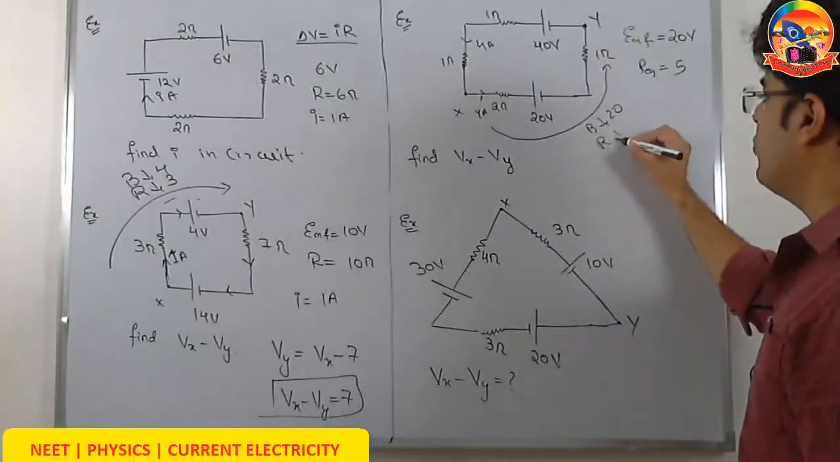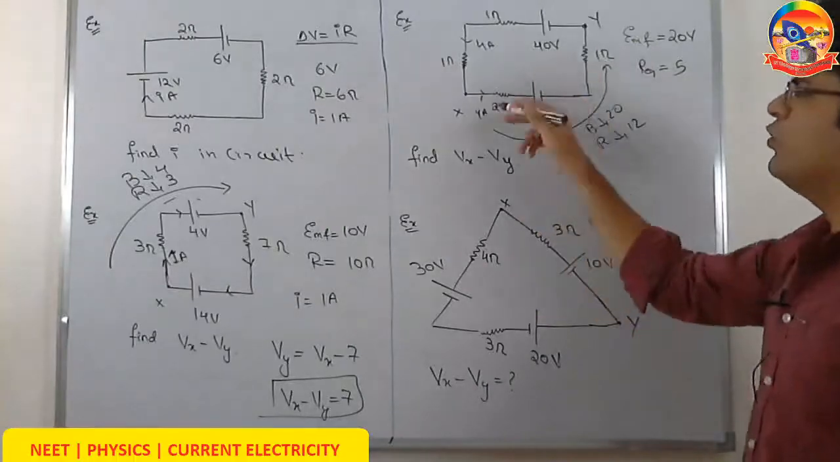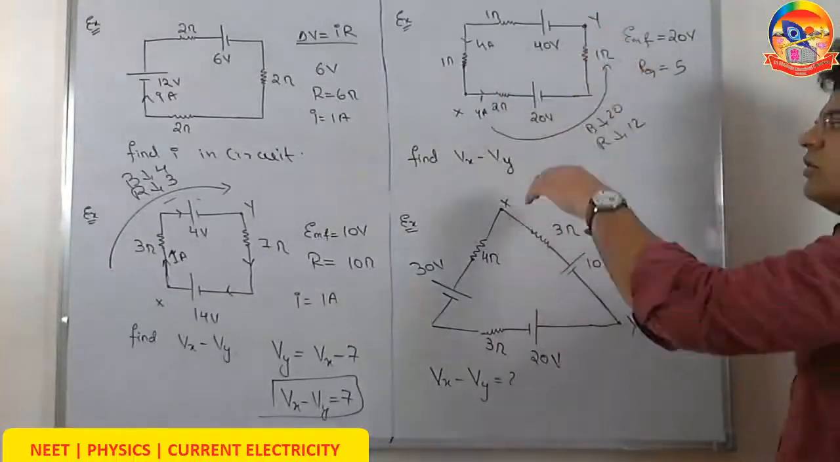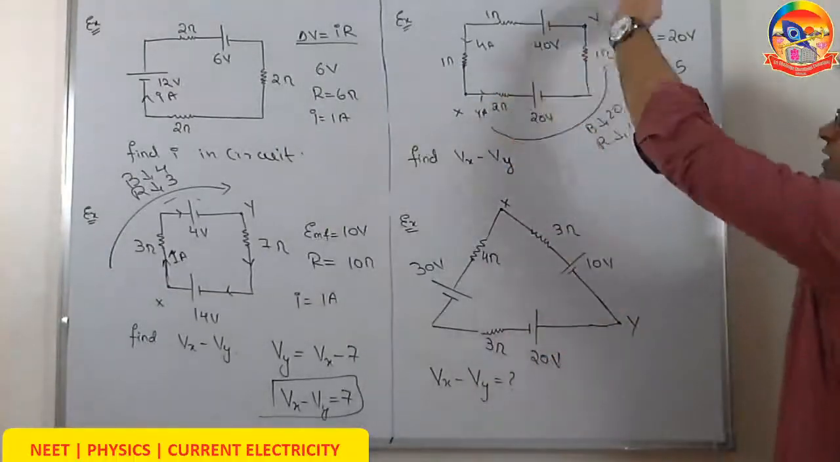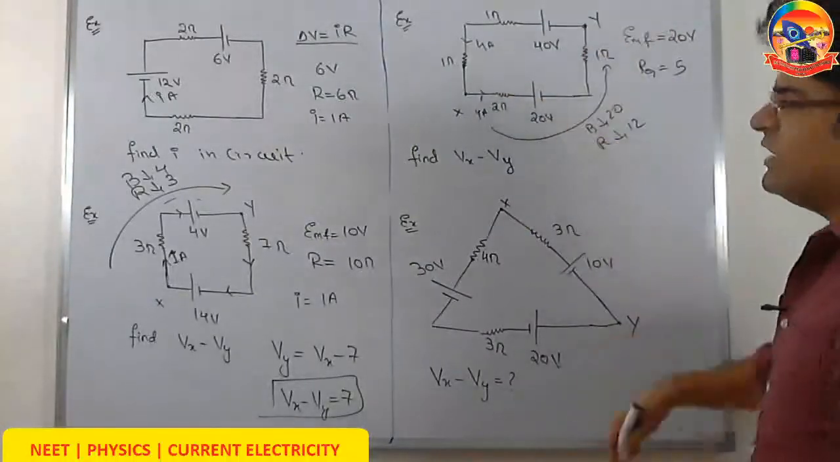So because of the resistor, the potential decreases by 12. How do you know? 3 into 4, 12. So going from here to here, because of the battery the potential decreases by 20, because of the resistor the potential decreases by 12, so overall the potential decreases by 32.